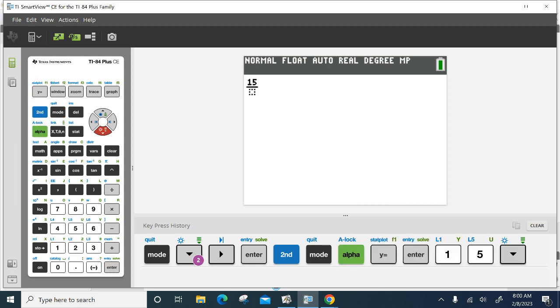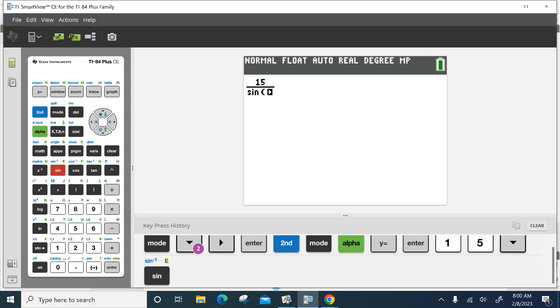15 divided by, here are the three new buttons right here. Sine, cosine, tangent that we'll be using from now on in this unit. So we want 15 over sine 36. And then your calculator has that number already in it, whatever sine of 36 is, and we don't need to get into how to get that number, but your calculator has it. And then we just hit enter.